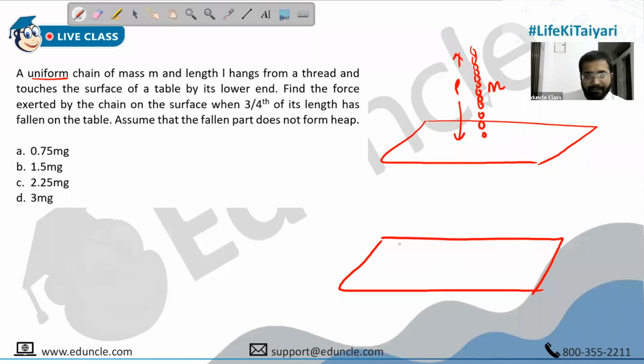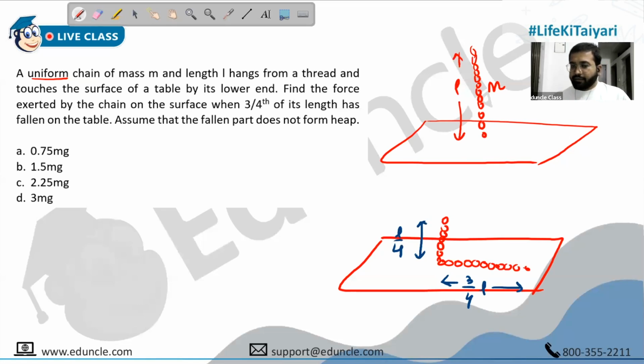So after some time, when 3/4 of its length has fallen on the table. Okay, so 3/4 length is already on the table, and only 1/4 is in the air. Something like this maybe. Okay, so this is 3/4, people, which has fallen on the table already. 3/4 times length is on the table, and 1/4 is in the air.